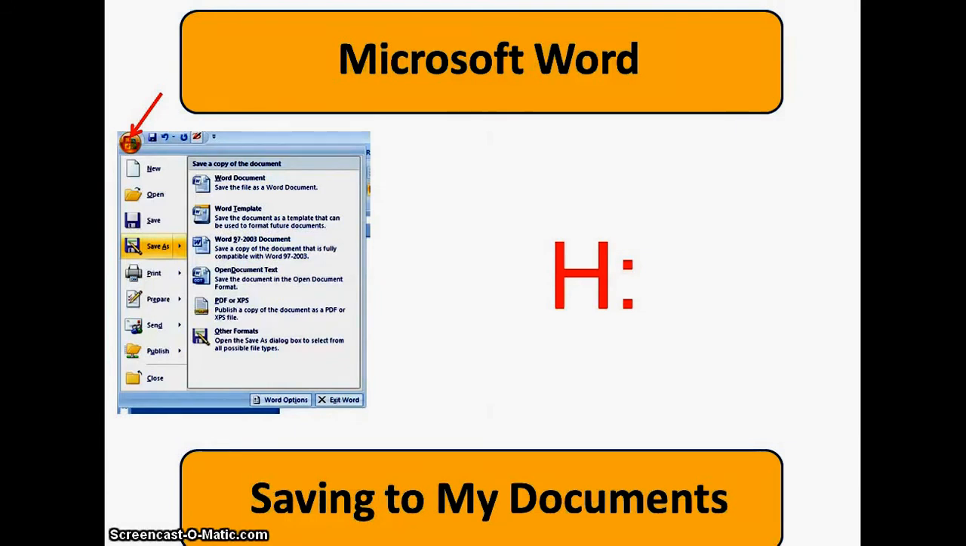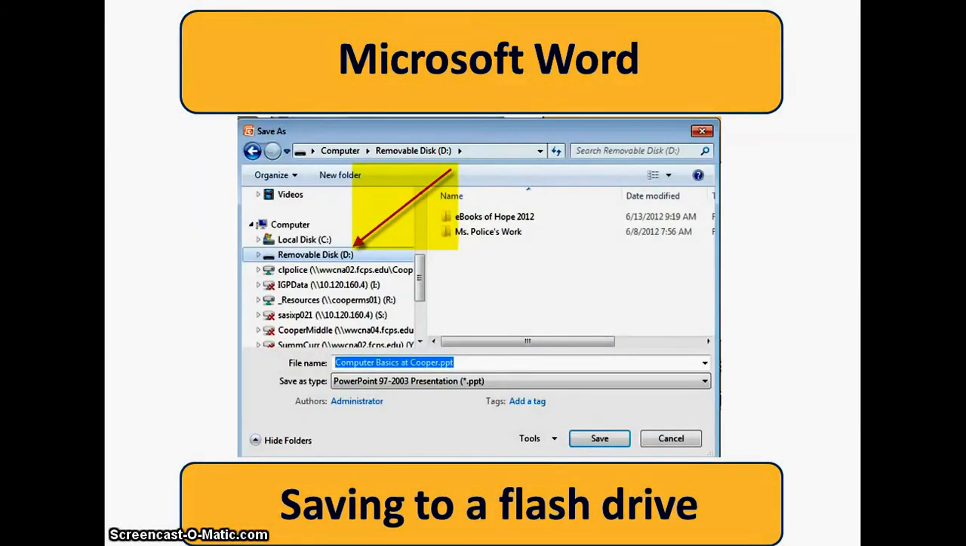Next, we come to saving. Now in Microsoft Word, we need to make sure that we are saving to our H drive. Your H drive is your personal student account. So to save, you would click the Windows icon in the upper left corner, go to Save As, and then you're going to want to find your H drive. If you want to save to a flash drive or jump drive, what you would want to do is once you insert your drive, wait for your computer to recognize it. Usually it's going to be your D drive and say something like removable disk.